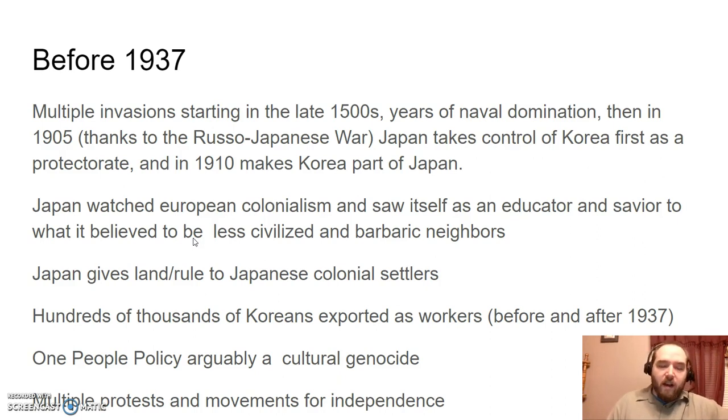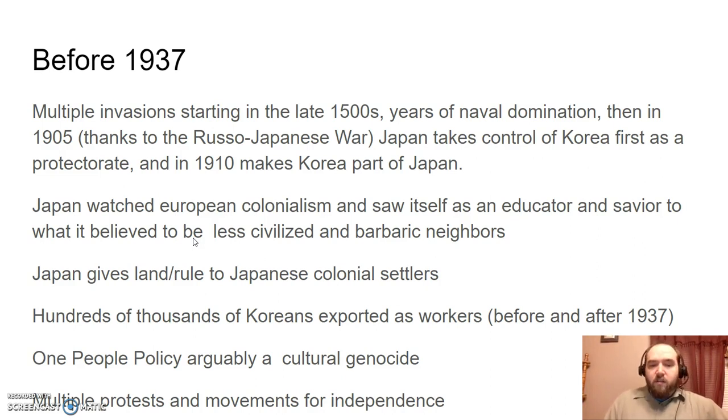Then in 1905, thanks to the Russo-Japanese War, when Japan defeats Russia, as a consequence of that, Japan takes control of Korea, first as a protectorate. So Korea isn't a part of Japan, it's a protectorate, but then a few years later, Japan makes it official that Korea is part of Japan. So it's not its own country, it's another piece of Japan.